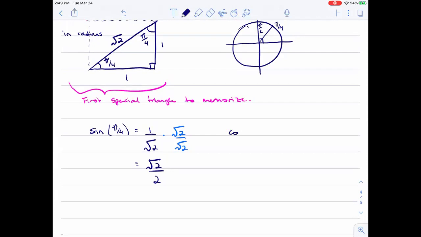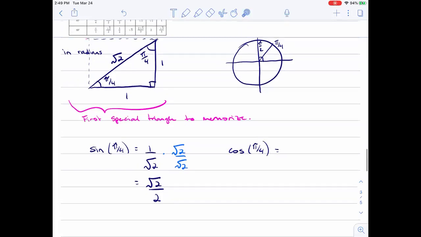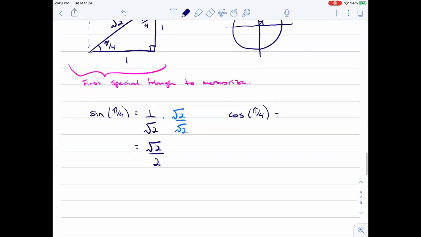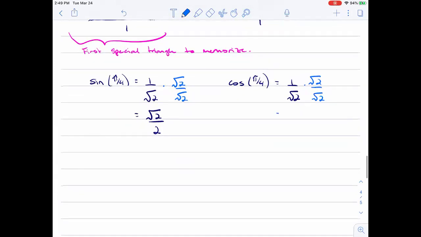How about the cosine of pi over 4? Well, the cosine of pi over 4, regardless of which pi over 4 I use, the cosine is the adjacent over the hypotenuse, so 1 over root 2 again. And so I get 1 over root 2, but same idea, multiplying by root 2 over root 2. Root 2 over 2.